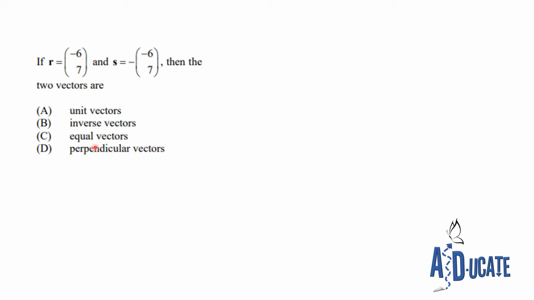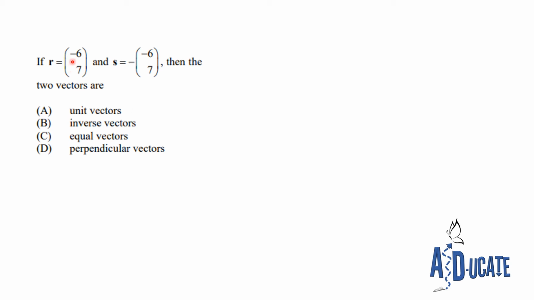For this question, we are given two vectors, r and s, and we are asked to determine whether they are unit vectors, inverse vectors, equal vectors, or perpendicular vectors. It is good practice to look at the x and y components of our two vectors. You notice that the x and y components are the same. This is good because we can clearly say that their magnitudes are equal. Now I can almost hear you wondering, are they equal vectors?